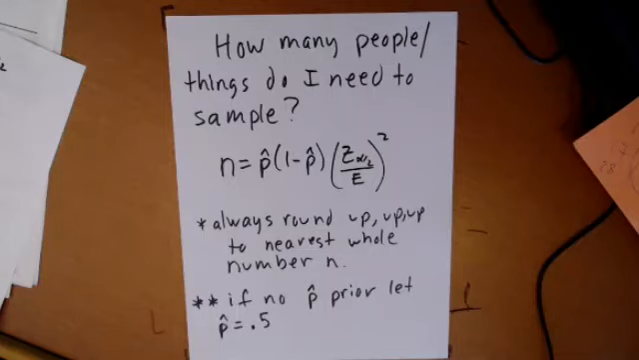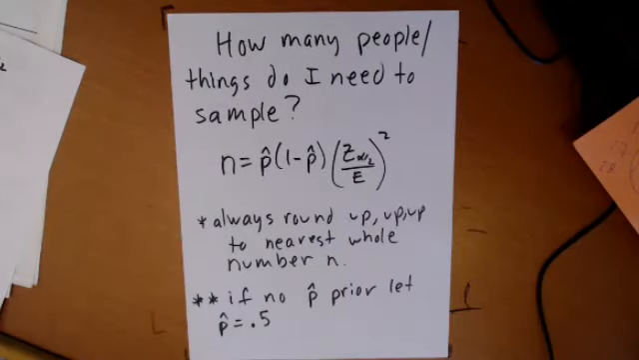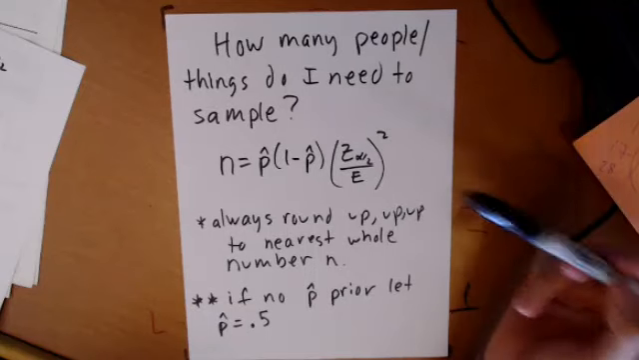Hey folks, so the last part of 9.1 is all about sample size, how many folks you need to talk to. So how many people or things do you need to sample? So here's our formula. n is equal to p hat, 1 minus p hat, times critical z over E, all squared. Don't forget the little squared.